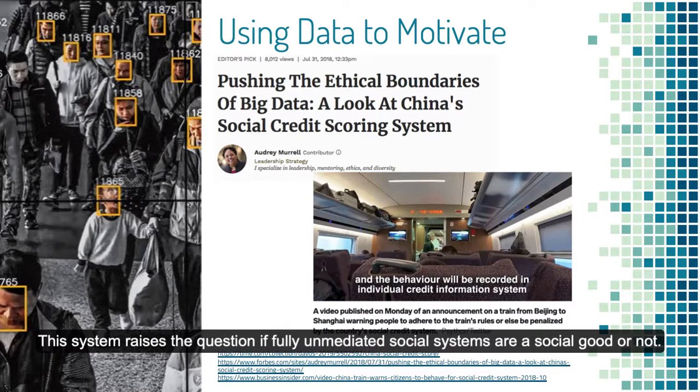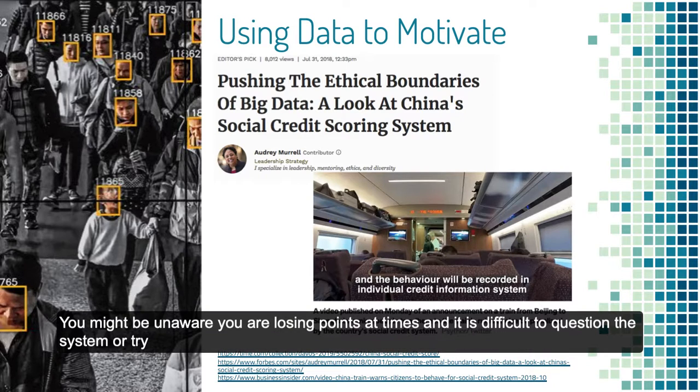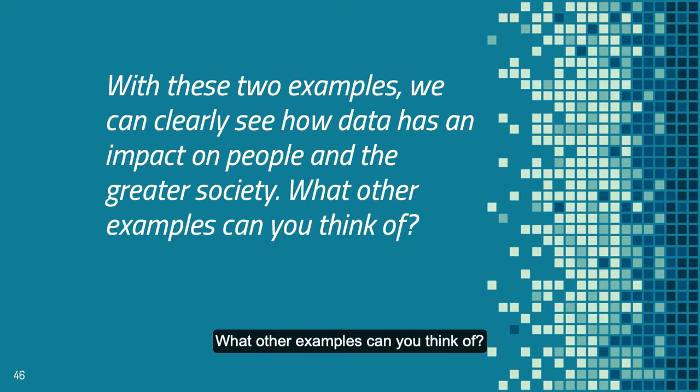This system raises the question of whether fully unmediated social systems are a social good or not. There, of course, could be instances where you have a bad day or had to cancel a dinner reservation because someone close to you fell ill. You might be unaware you are losing points at times, and it is difficult to question the system or try to argue that you shouldn't have received it. With these two examples, we can clearly see how data has an impact on people in the greater society. What other examples can you think of?